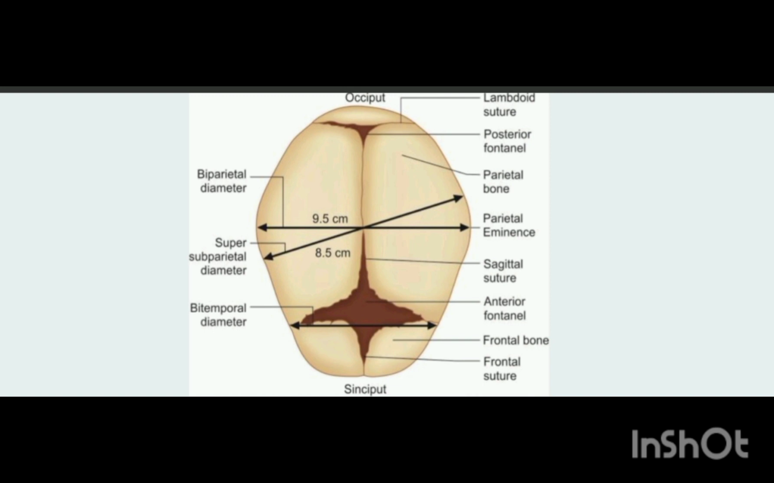Sometimes they take the subparietal diameter also. Subparietal diameter is just beside the parietal eminence. We have to measure it. So the subparietal diameter is about 8.5 centimeters.